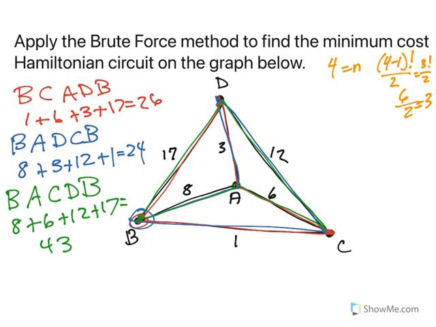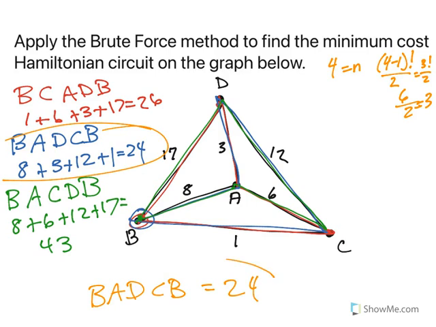So when we look at the 3 different ones, because remember, forward or backwards doesn't matter. If I started with B and went to D, you can see that this one goes B to D, this one goes B to D. So they're backwards, right? You can go backwards, forwards, it doesn't matter. They're still the same. So when I look at the 3 of these, the optimal using brute force method would be the BADCB because that's the weight of 24, which is the smallest.